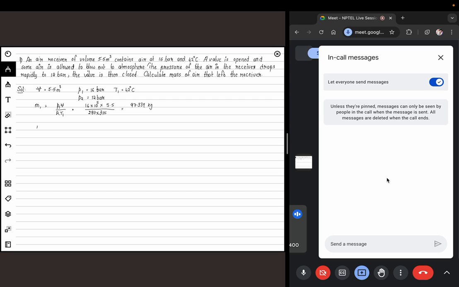Now I need to find the final mass. So final mass will be P2V by RT2. I know P2, I know the volume, I know the R value, but I don't know the value of T. How do I calculate the final temperature?